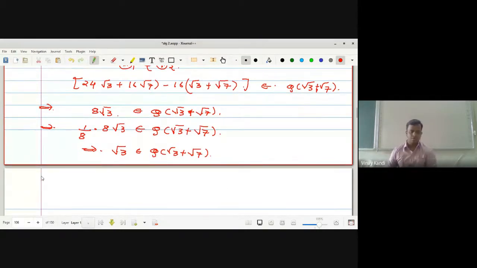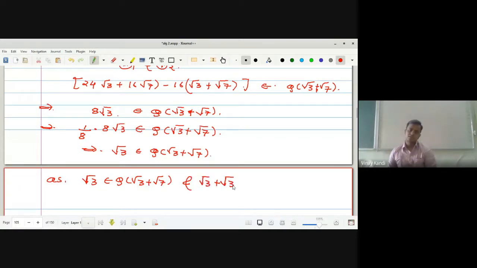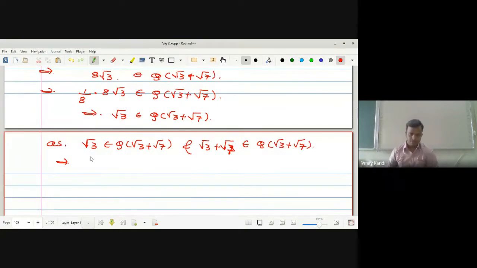Now, as root 3 belongs to this one, and root 3 plus root 7, sorry, this element also belongs to Q of root 3 plus root 7. So their addition, take on this minus sign: root 3 plus root 7 minus root 3 belongs to Q of root 3 plus root 7. How is that so?